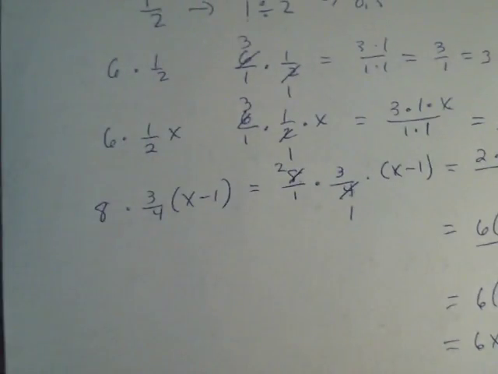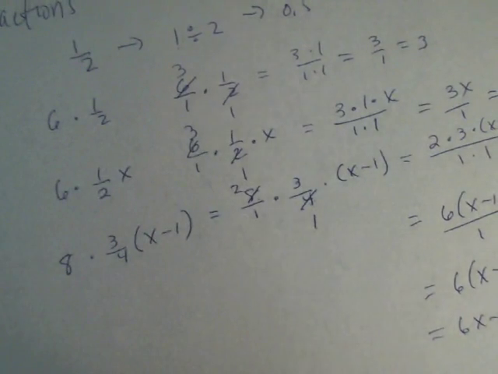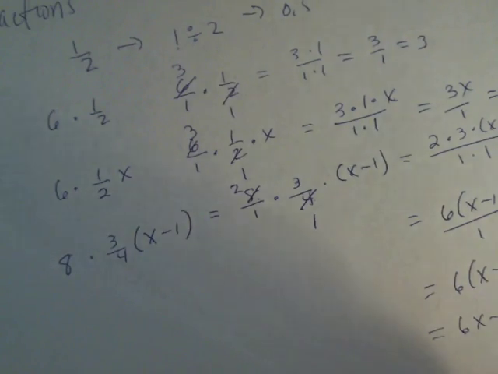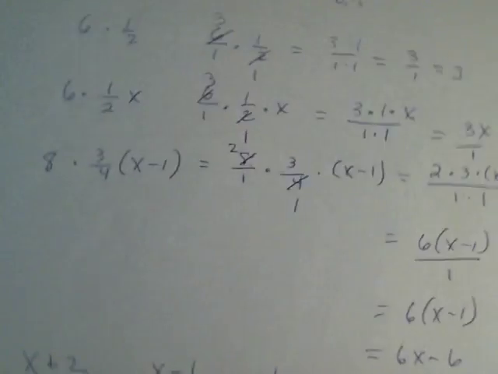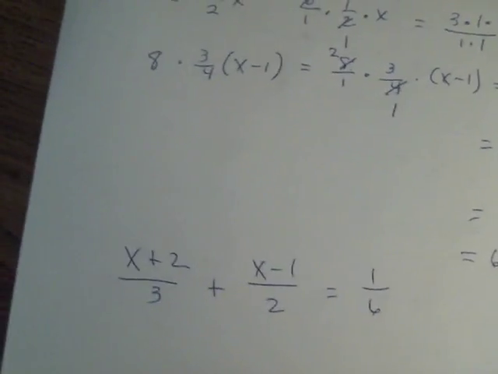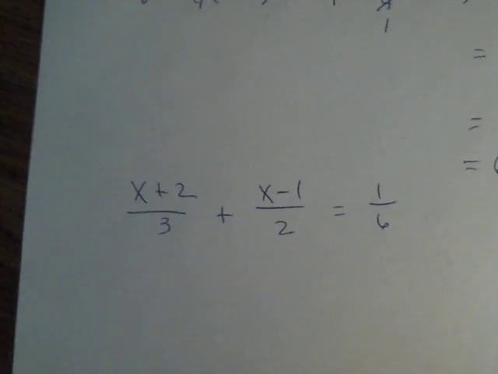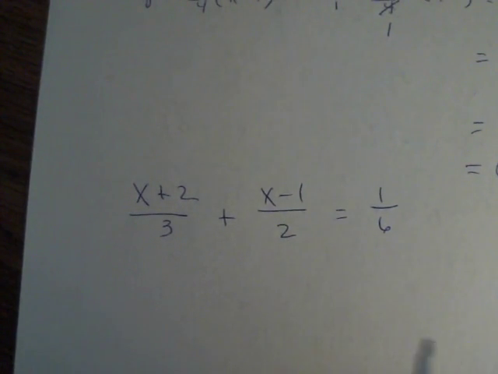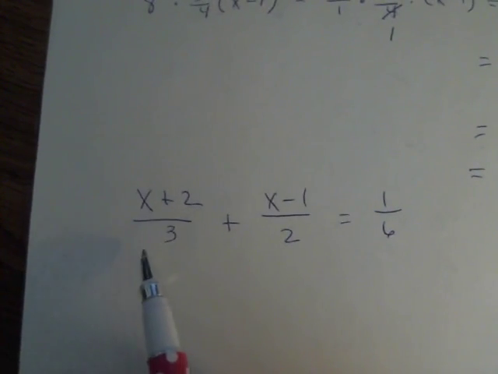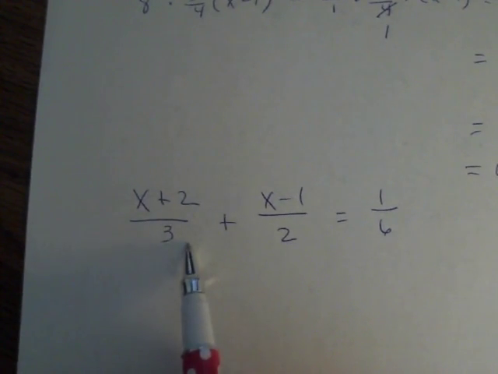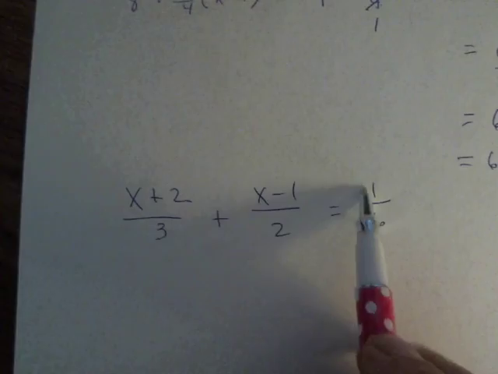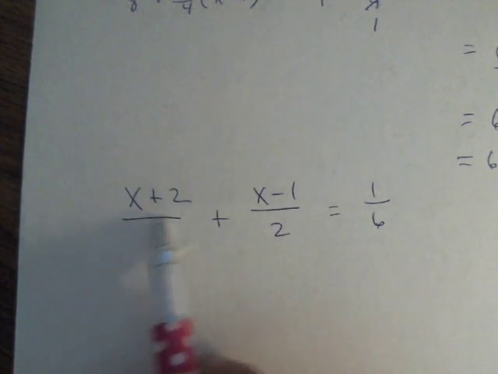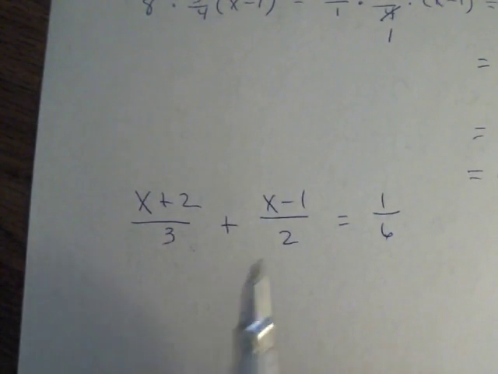All right, so let's look at how we solve an equation involving fractions. Well, let's just look at something like this. Let's say I had (x + 2)/3 + (x - 1)/2 equals 1/6. Okay, looks intimidating, but always remember, when you're solving equations in math, you're doing opposite operations. I am taking x plus 2 divided by 3, x minus 1 divided by 2, 1 divided by 6.